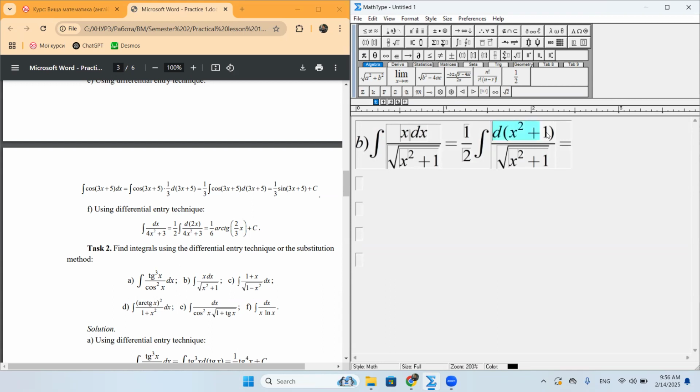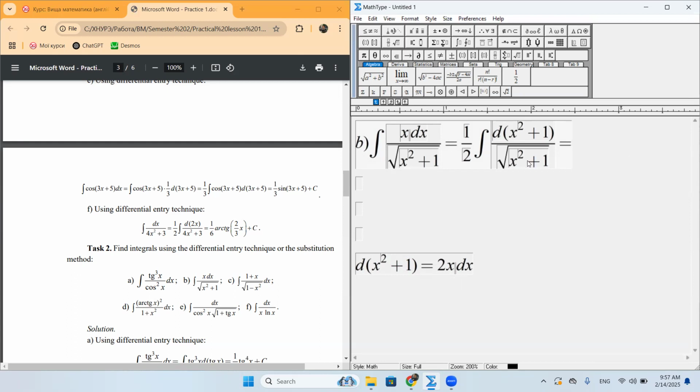So if we differentiate this expression, we will receive 2x dx. So this is the differential. Of course, if we differentiate x squared, we will receive 2x, but the constant will be differentiated to 0. So we move the whole expression under the differential.